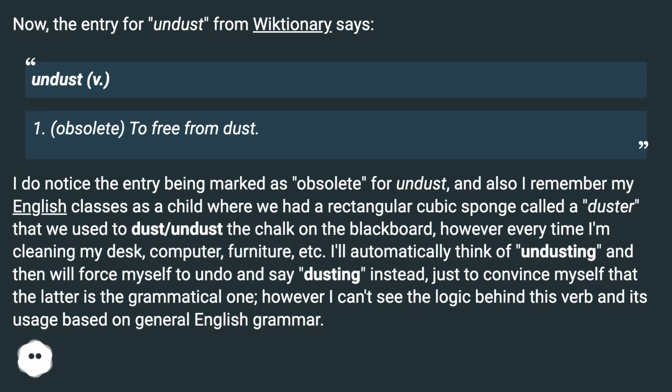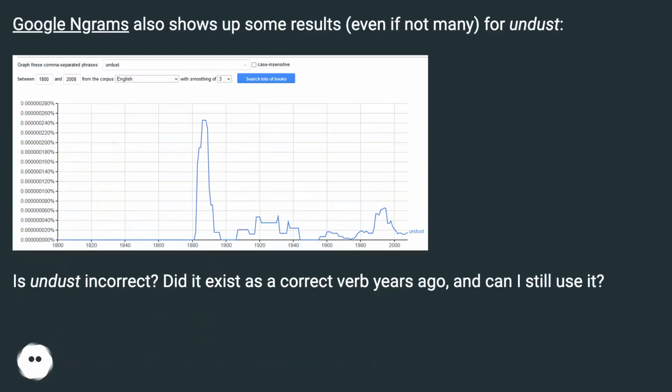However, I can't see the logic behind this verb and its usage based on general English grammar. Google Ngrams also shows up some results, even if not many, for undust. Is undusting correct? Did it exist as a correct verb years ago, and can I still use it?